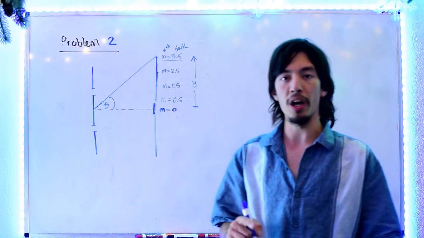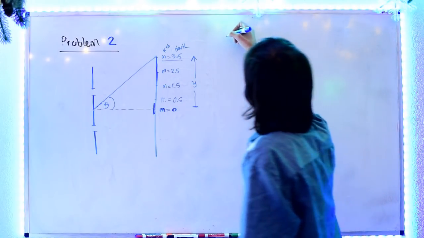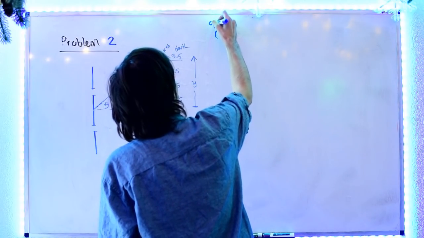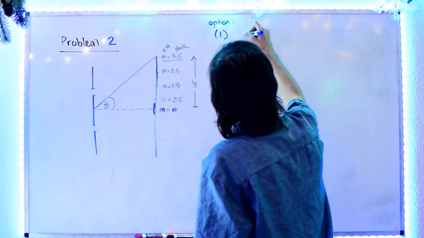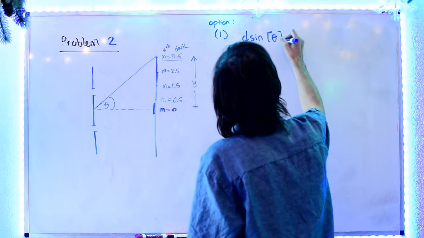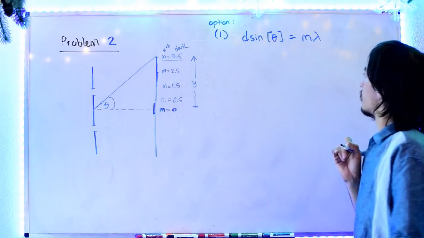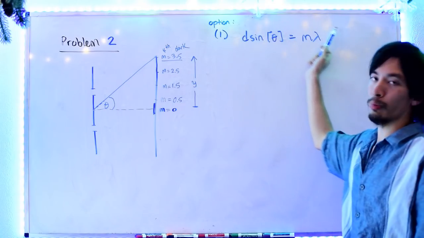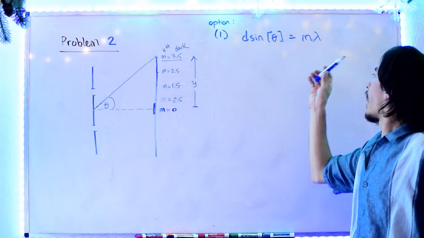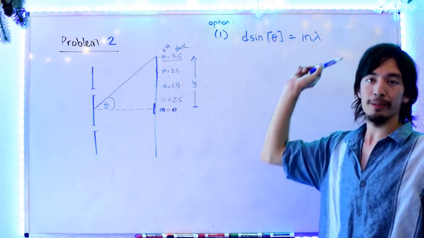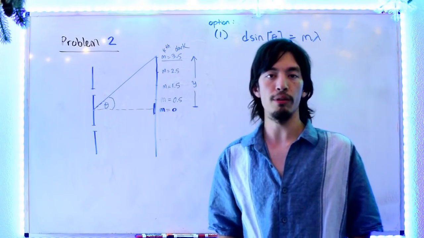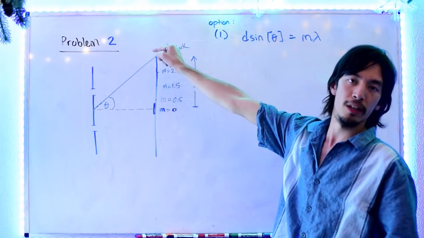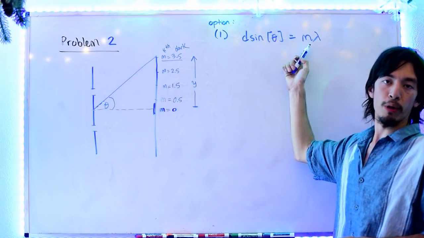So you can do one of the following. Option 1, you can use d sine theta equal to m lambda to try and solve this. Normally this equation was used only for bright spots or for constructive interference. However, this equation can technically be used for the dark spots too, as long as you use the effective m value. In other words, the fourth dark fringe is m 3.5. So you can do this as long as you plug in 3.5 here.